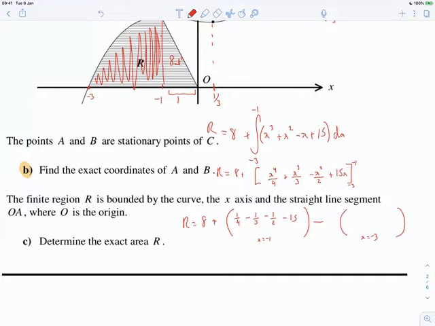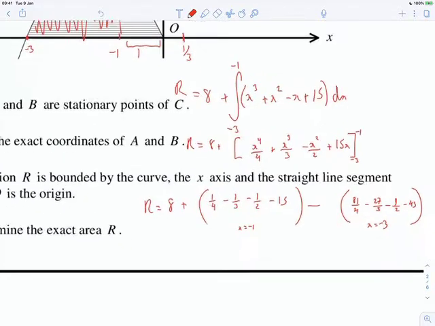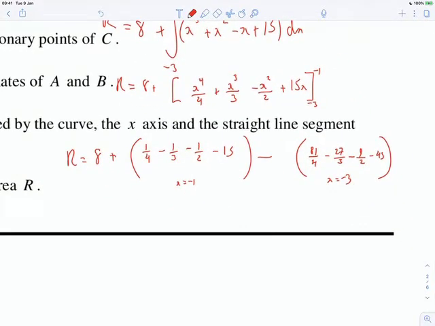Okay, minus 3 to the 4 is 81, so that's 81 over 4. Minus 27 over 3. Minus 3 squared is 9 over 2, plus 15 lots of minus 3, which is minus 45. Okay, let's deal with this. Well, a quarter minus 81 over 4 is minus 80 over 4, so that's minus 20 already, so gone and gone.